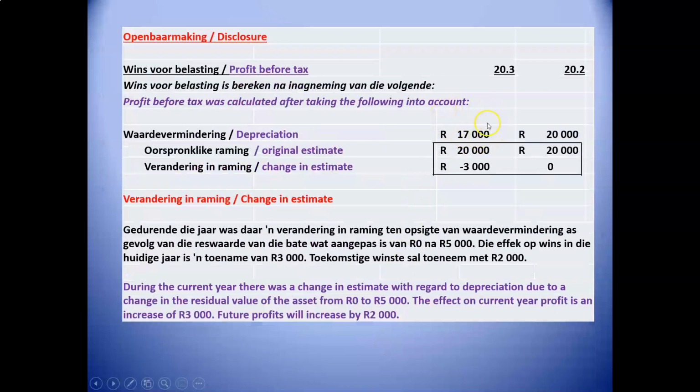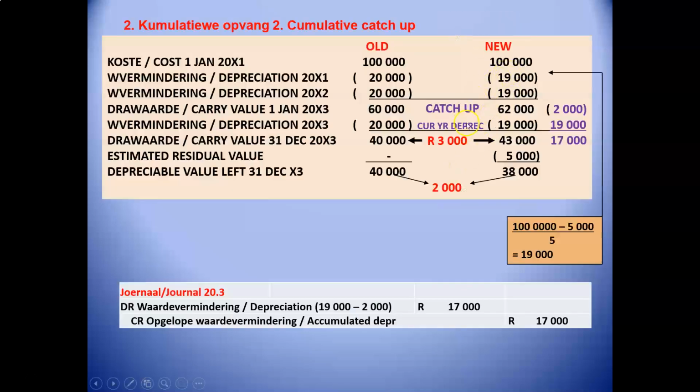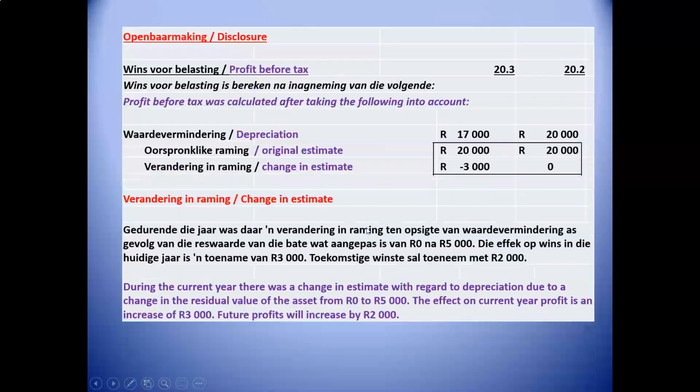If you don't realize that the 17,000 actually has two components, you're never going to arrive at an answer. Good. So in that there is the actual depreciation charge. Our original estimate was 20,000. Therefore, the impact on the current year, 20 less 17, gives us 3,000. That brings us back to the 3,000 that we had there: 20 less 17, or 43 less 40. Good. Then our change in estimate note.